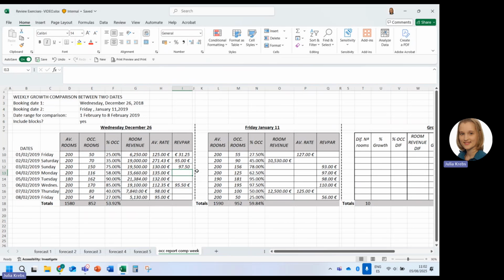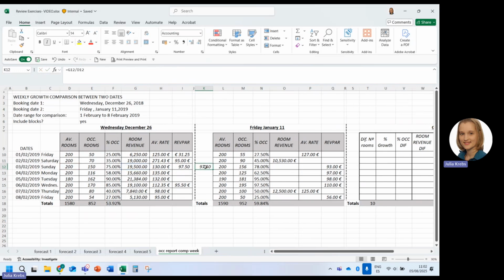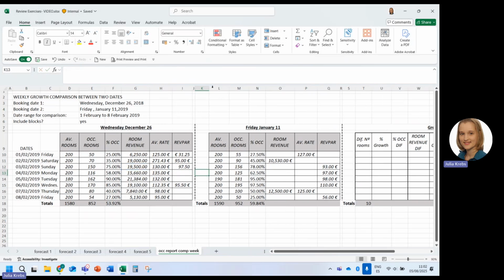If we just want to do a quick check that this is correct, we can do rooms revenue divided by rooms available, and the results are the same. So we know that our RevPAR is correct. If you do it manually, I would always recommend double checking by calculating both formulas in order to make sure that the result is the same in the system. Of course, it shouldn't really give you any issue because the system automatically has this set up for percentage.